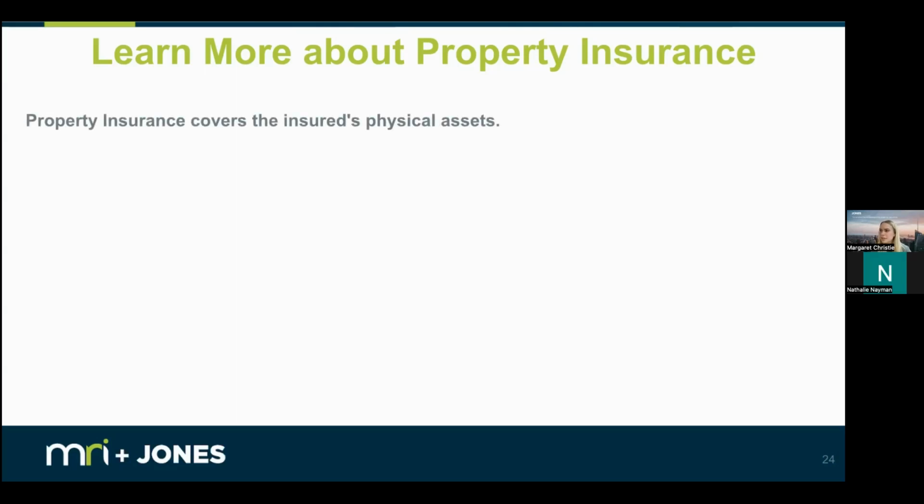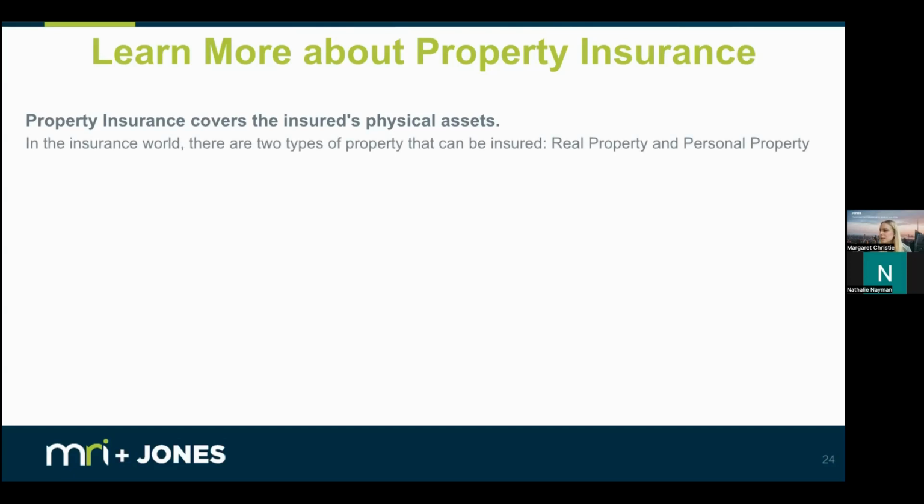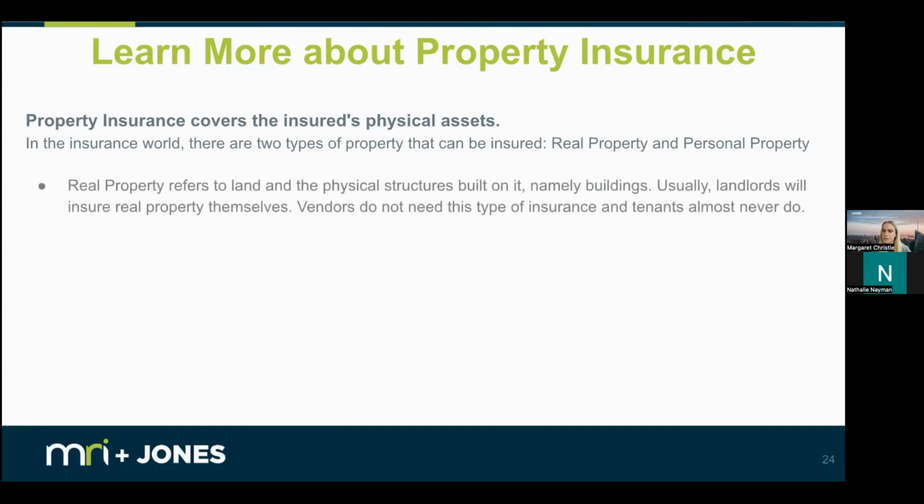So property insurance covers the insured's physical assets. So basically, if I had a COI and on it I had property insurance, that property insurance would be covering my own stuff, so the insured's stuff. Note that when we were talking about some other things earlier, we were talking about damage to third parties, but for property insurance, we're going to be talking about damage to your own stuff. So in the insurance world, there are two types of property that can be insured: real property and personal property. Real property refers to land, physical structures, and typically landlords are going to be carrying this real property insurance.